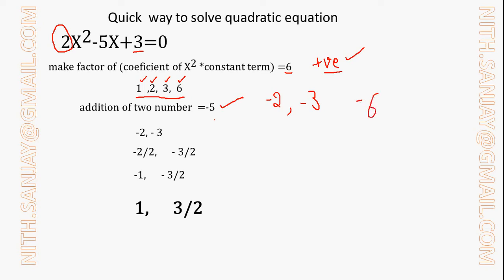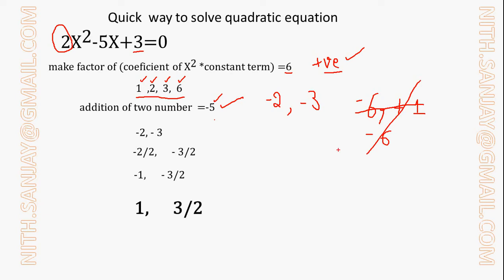If I take -6 and +1, what will happen is that their addition will be equal to -5. Okay, but their multiplication will be -6. So this condition will be violated, so I cannot take this. Fine.